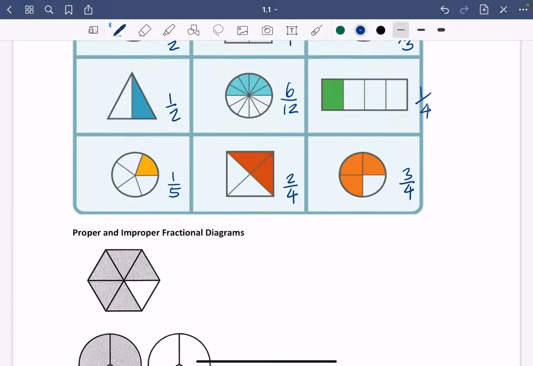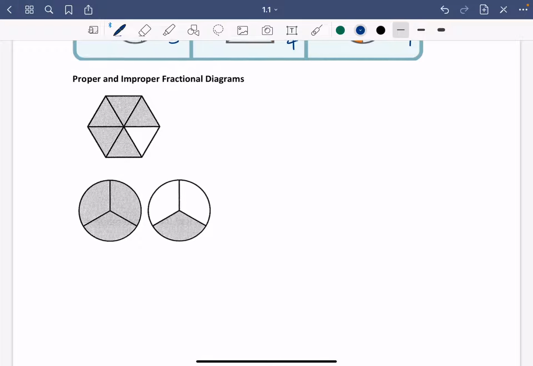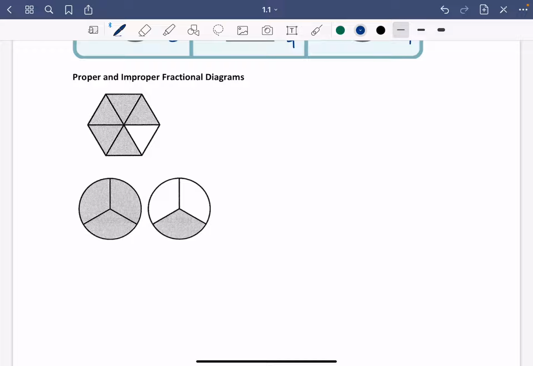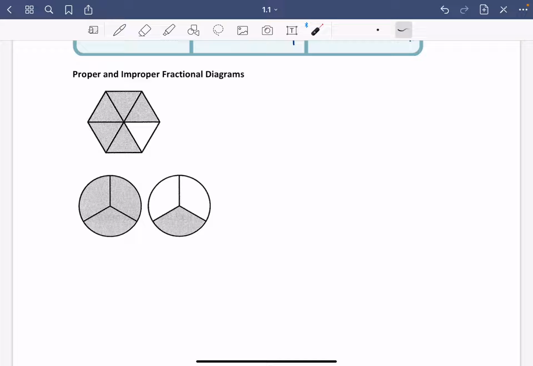Okay, now let's move on to the next one. Next one is improper and proper fractional diagrams. So if we look at these two diagrams, the first one is a whole that's been divided into what? 6 sections, right? And the shaded area is 5 sections. So it will be 5 out of 6.